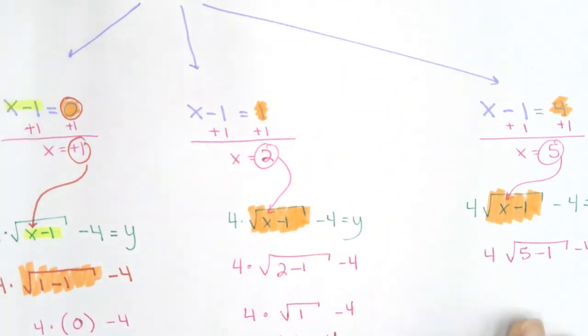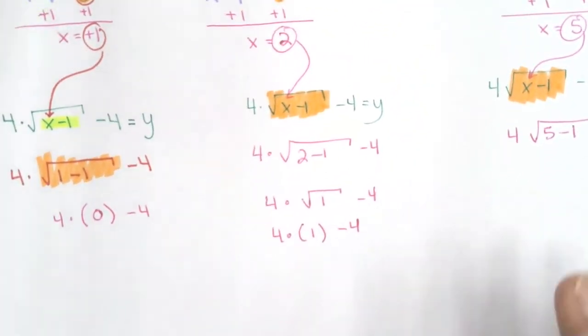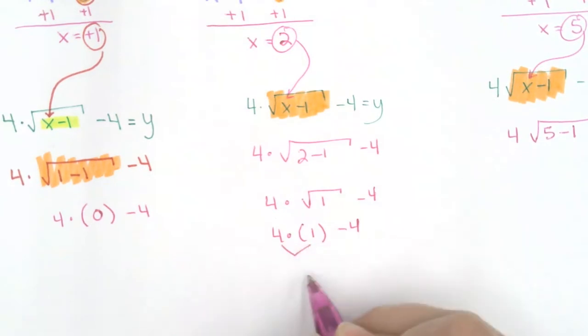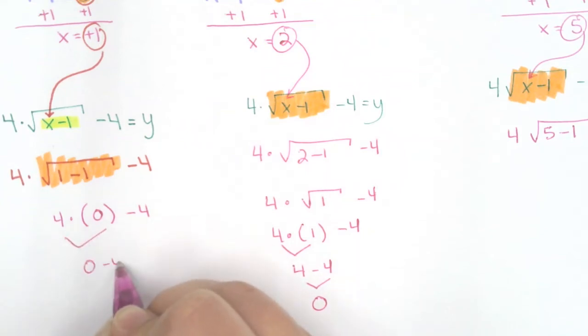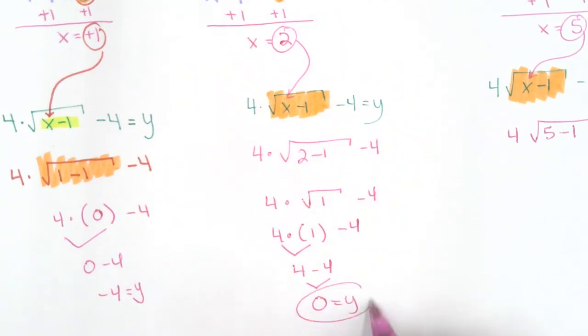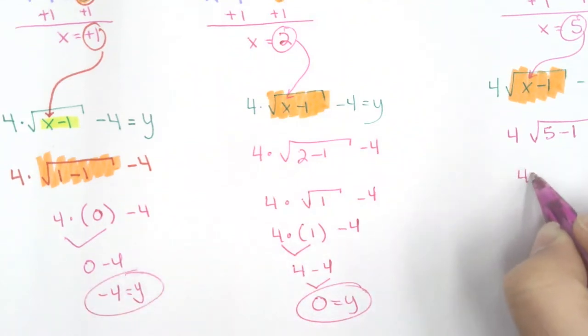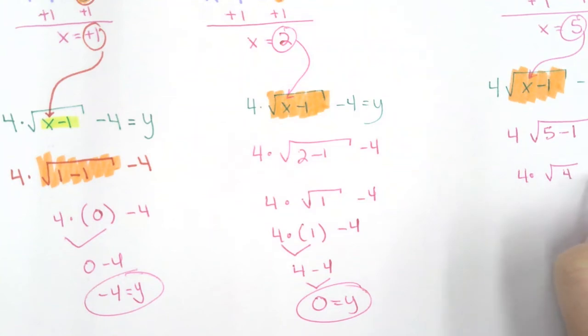Make sure you're recalling your PEMDAS. Multiplication before you subtract. So we got 4 minus 4. So that means this is 0. I never finished this one. This is 0 minus 4. So we got negative 4 is equal to y. This is y is equal to 0. And we have 4 times the square root of 4 minus 4. Square root of 4 is 2.